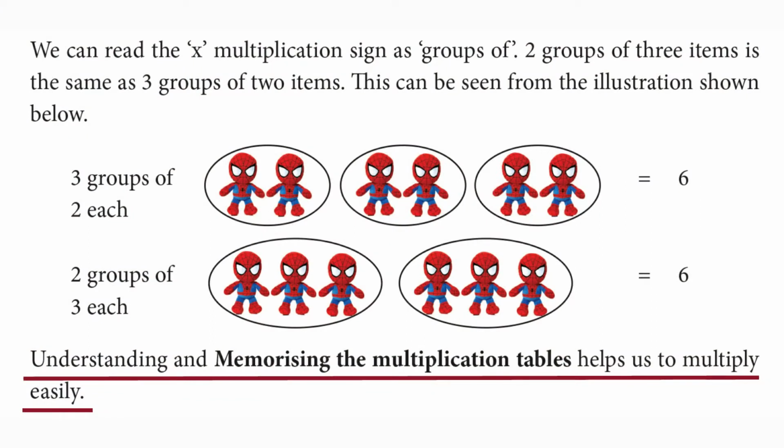So how do you learn multiplication, or how do you make multiplication an easy task for you? Understanding and memorizing the multiplication tables help us to multiply easily. So there are 2 secrets: understanding how to do multiplication, and second, you have to do some memorizing. What do you memorize? The multiplication tables. If you do these 2 things, you can easily multiply.